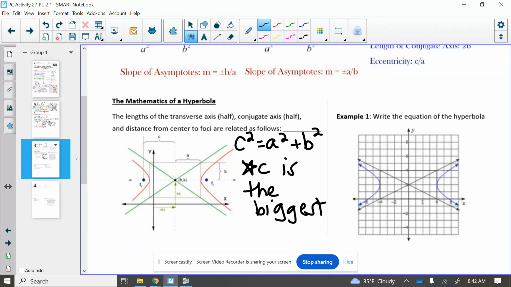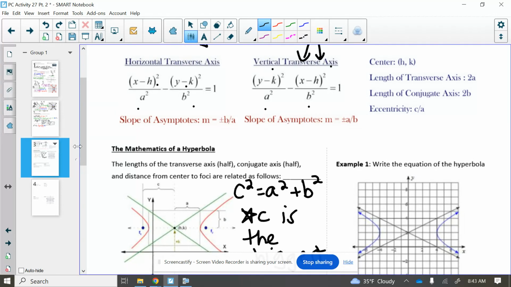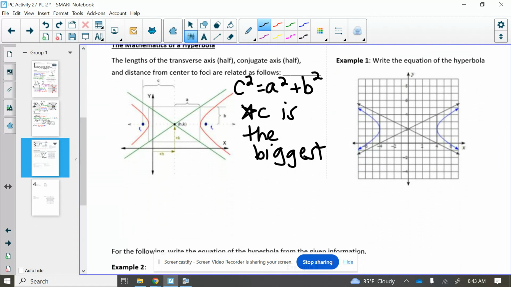Now, when we are writing these, you again kind of need three pieces. You need the center, you need your a value, and you need your b value. Still need the center, still need the a value, still need the b value, whether it is a vertical versus a horizontal. So step one is we want to identify, if we can, the center. In this case, our center is going to come at 0, 2.